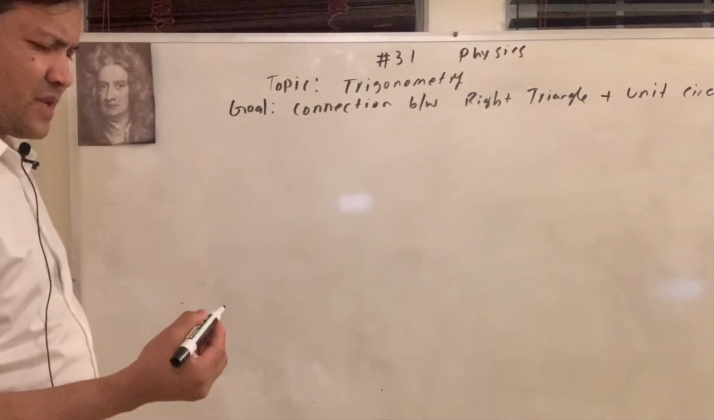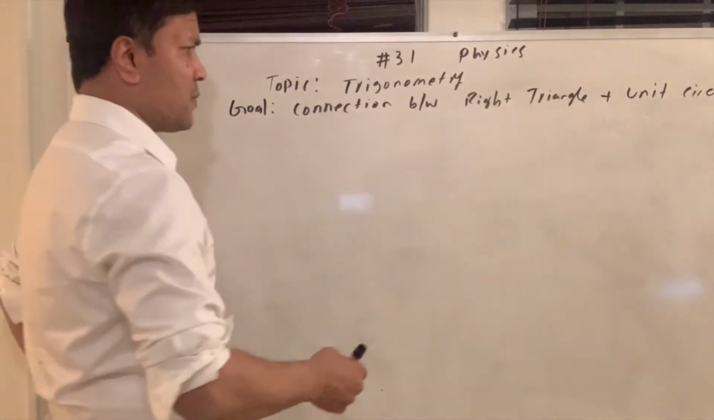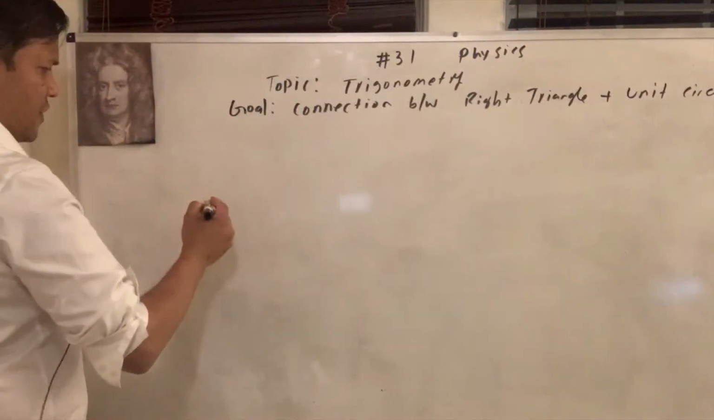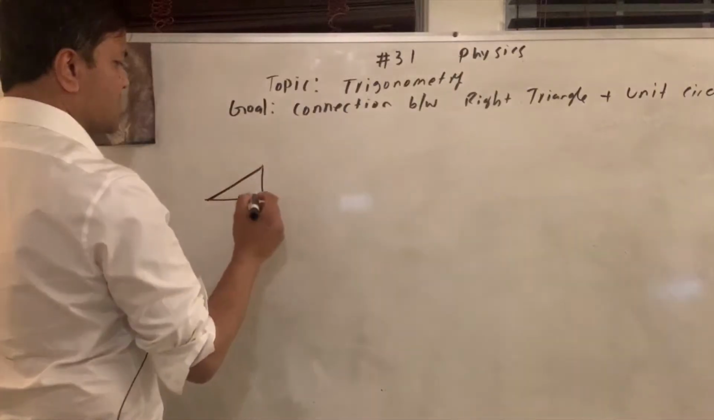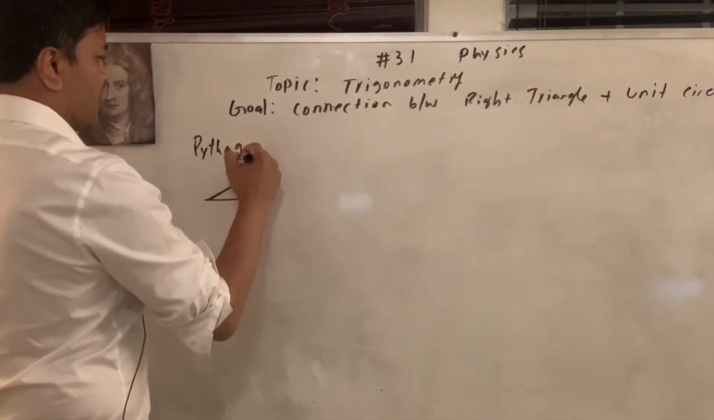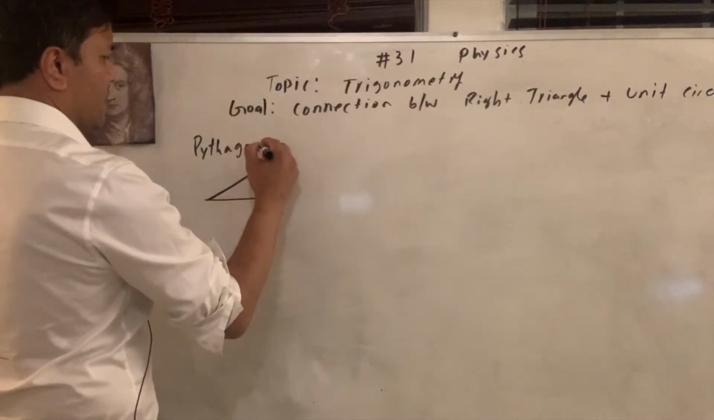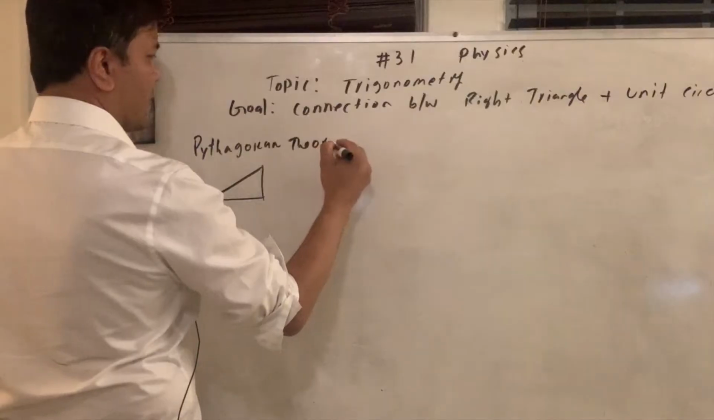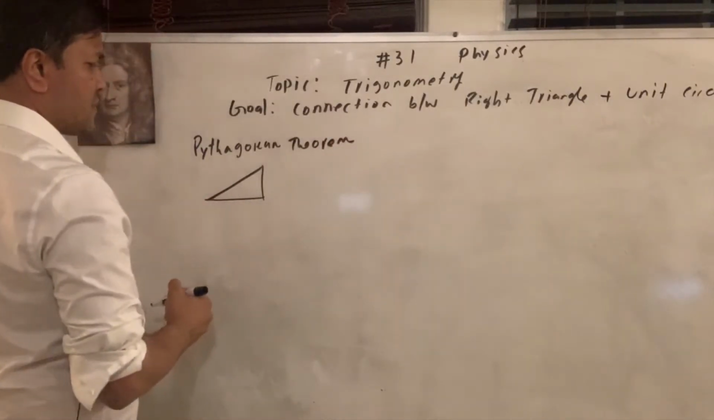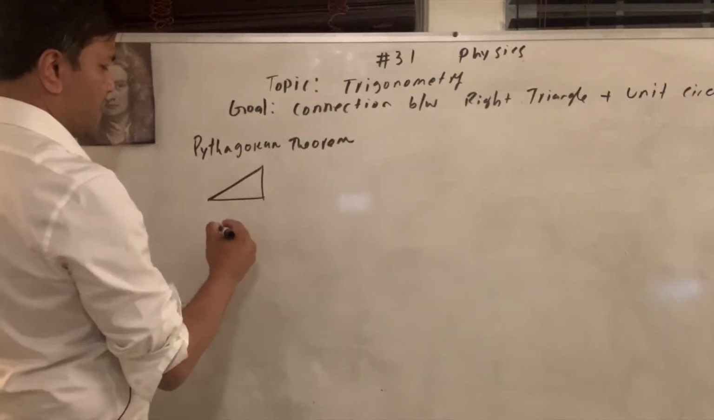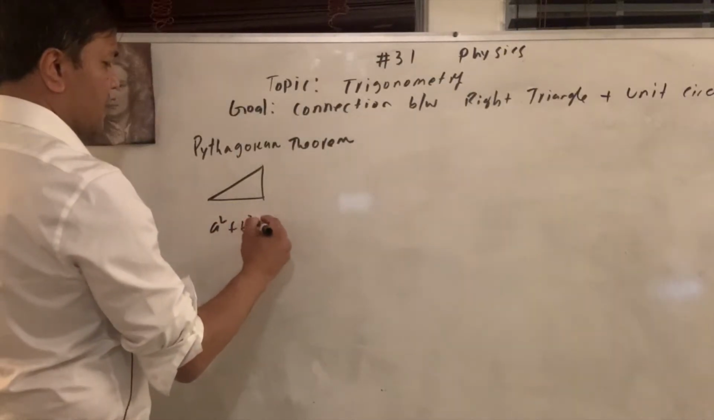Alright, so let's start our conversation with the unit circle. When we talk about the unit circle, well, let's show you the right triangle. When we talk about a right triangle, we are talking about something defined by the Pythagorean theorem: a square plus b square equals c square.